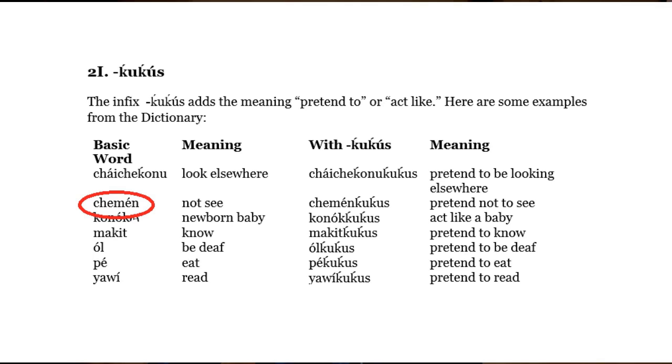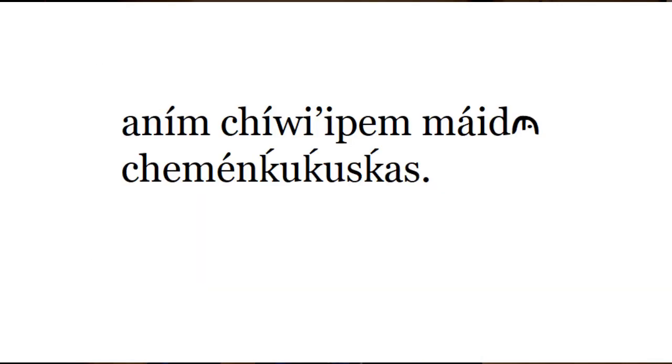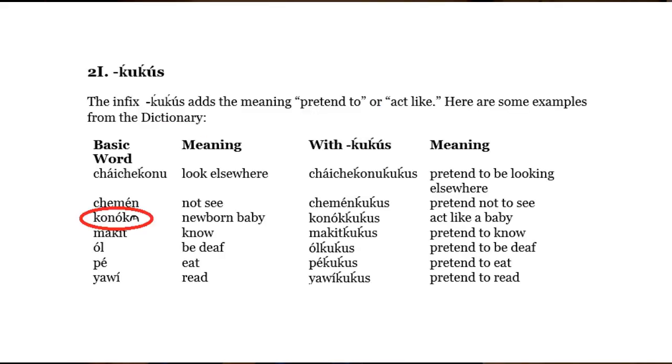Temen means not see. Temen kukus means pretend not to see. Temen kukus. Anim tiwi pem maida, temen kukus kas. I pretended not to see that naked man. Anim tiwi pem maida, temen kukus kas. A word for a newborn baby is konoka. To act like a baby is kono kukus.